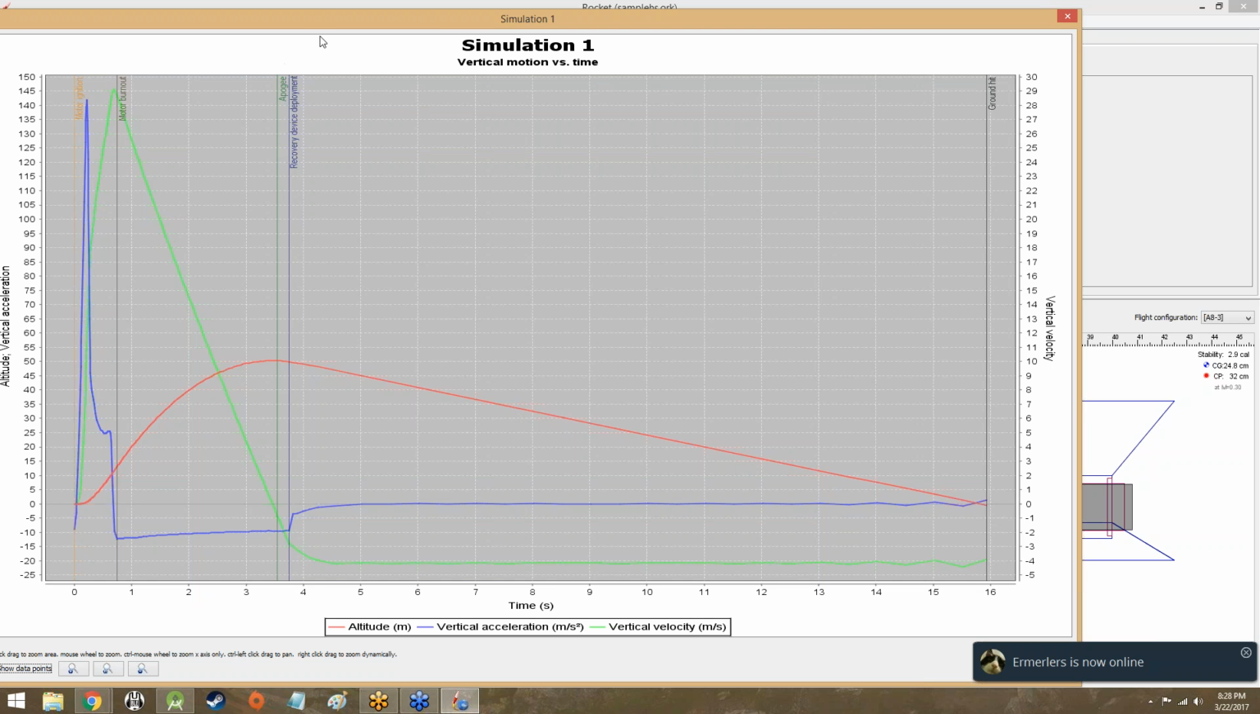And then the recovery device deploys. So as you can see here, our vertical velocity, again, gets closer to 0 very dramatically because the parachute deploys. And then it slows down the rocket a little bit more until our vertical acceleration is sort of going around 0. So it's not really speeding up or slowing down. Our vertical velocity then equalizes as well.